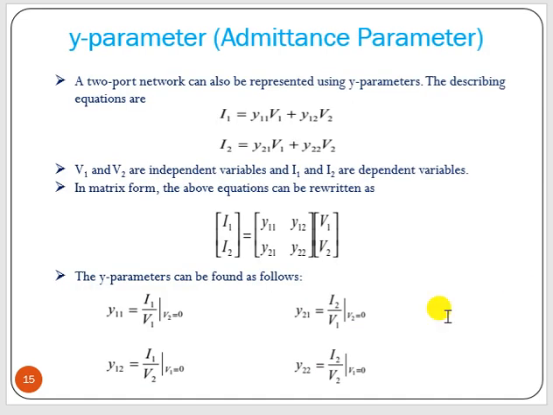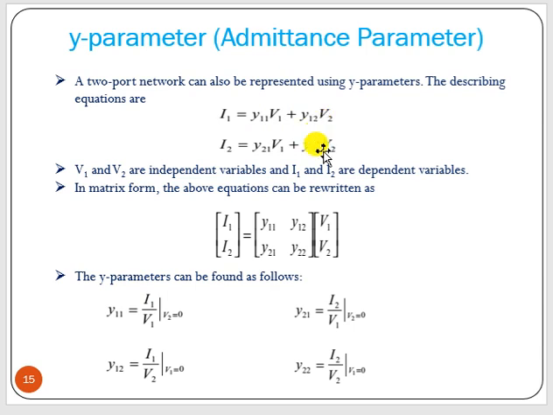Now say Y parameter, that is called the admittance parameter. If you want to write an equation in Y parameters, it will be I equal to Y V. Here I1 and I2 are the dependent variables, and V1 and V2 are the independent variables, and we have the Y parameter values Y11, Y12, Y21, Y22. That is the admittance parameter that we can write in matrix form: I1 I2 equal to the Y parameters times V1 V2. To find Y11 we have to make V2 equal to 0. Then Y11 equal to I1 by V1 when V2 equal to 0.